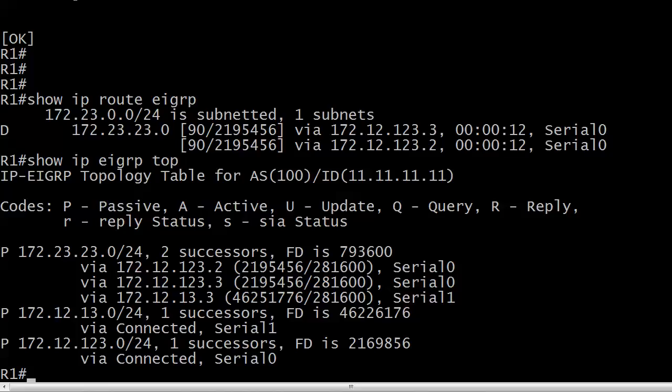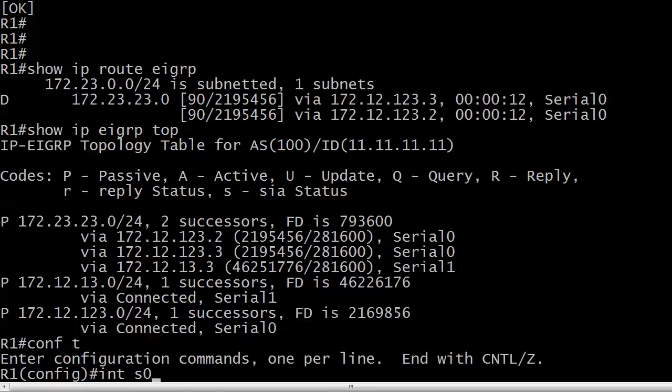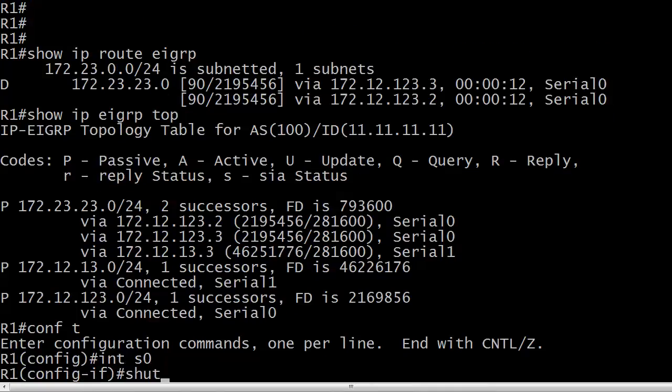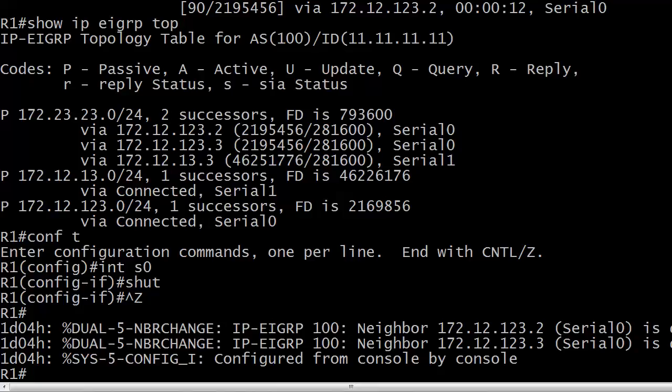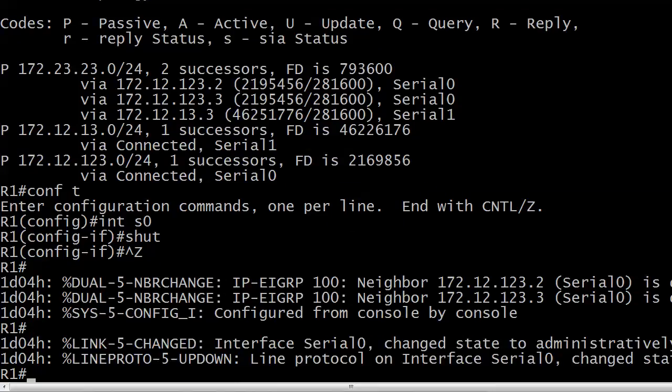281,600 is much less than 219,5456, then we know it's still a feasible successor. So let's go ahead and test that out, and what we'll do in a lab environment, of course, is shut down serial 0. So of course, naturally, we're going to lose some adjacencies. So now we should see if DUAL's doing its job and the feasible successor theory is all correct. We should see that route back in the table.